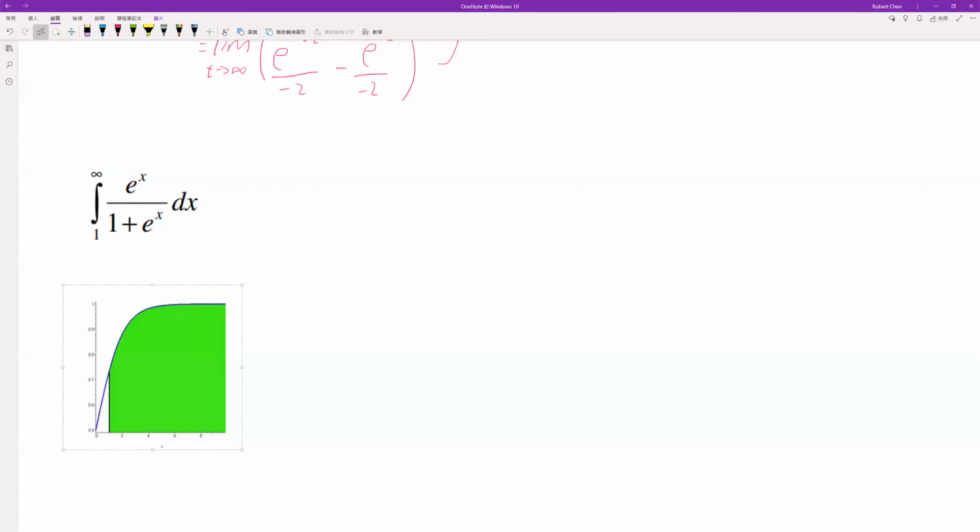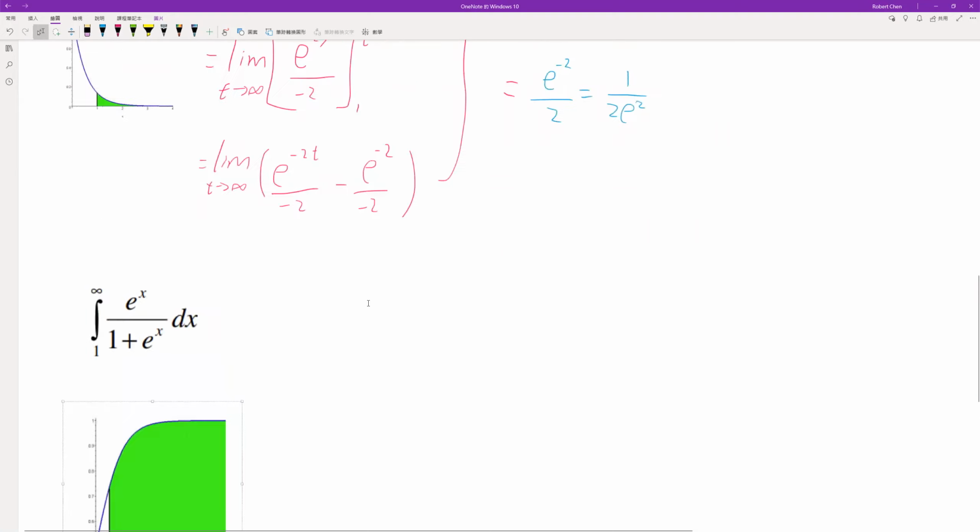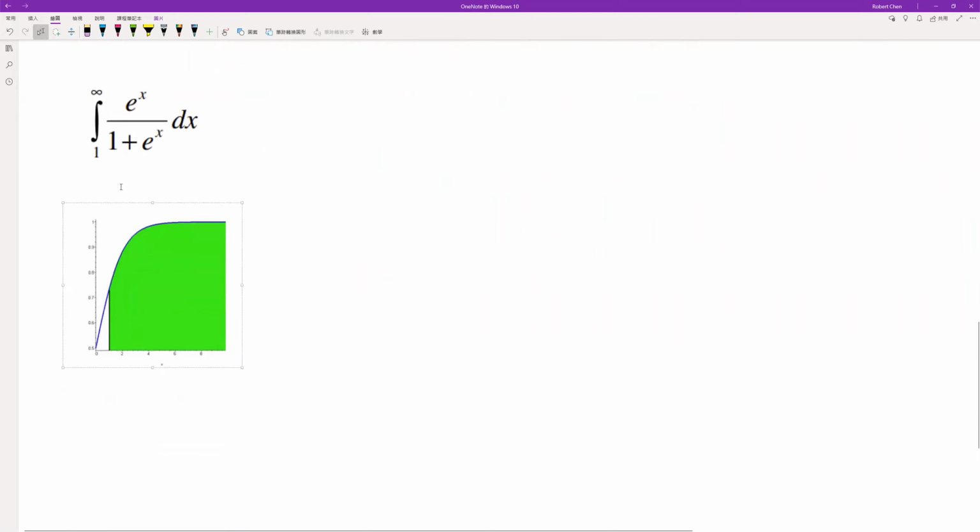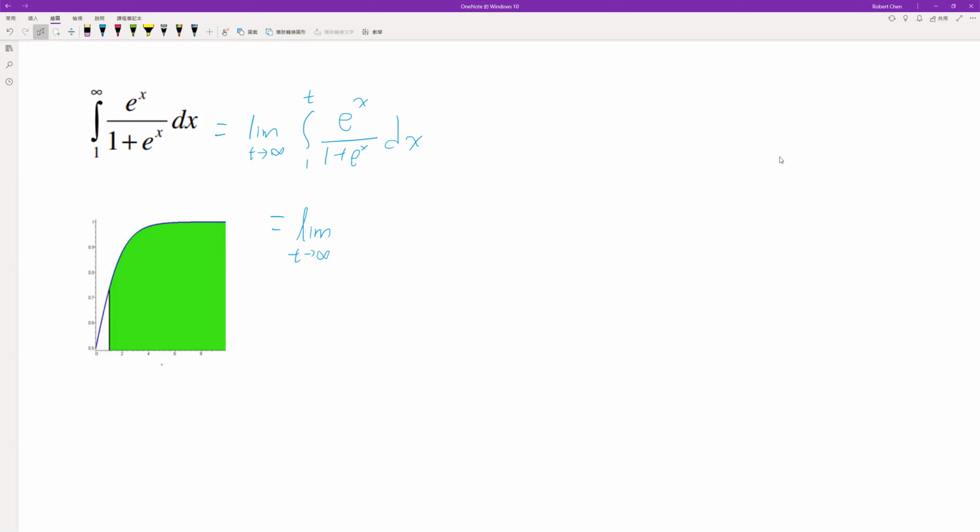All right. So here we have another one. This one is a little different because when we look at the graph, the area under the curve seems like it's going to go on, it's never going to drop down to 0 like what we had in the previous example. So let's see what happens when we try to integrate this. Same thing, rewrite that as a limit from 1 to t of e to the x over 1 plus e to the x dx. All right, and then go ahead and evaluate the integral.